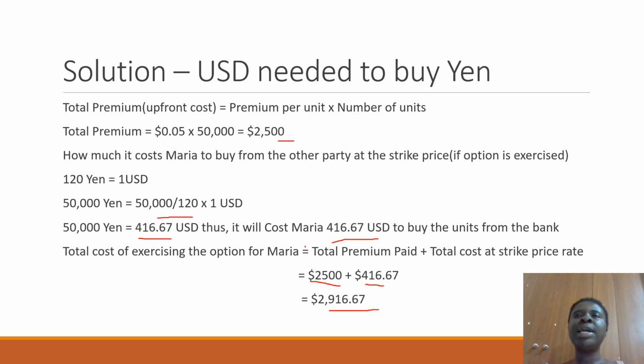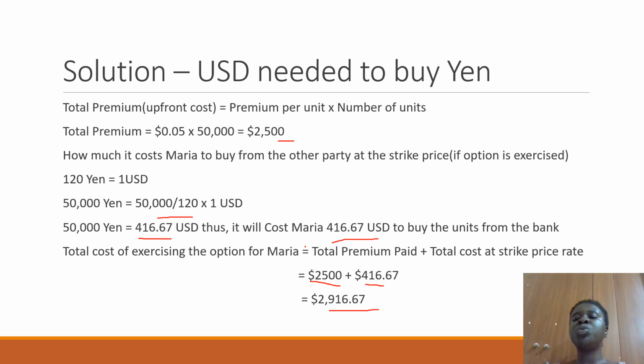So now you've understood the cost to buy this 50,000 yen from the bank at a particular exchange rate. Now let's look at if she has bought it. So now she decides to go and sell it in the market at the spot rate, to see if she'll make a profit or a loss.